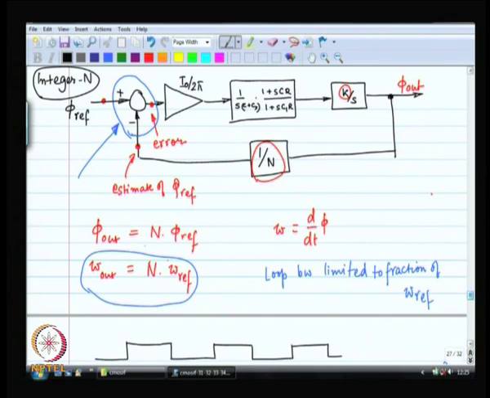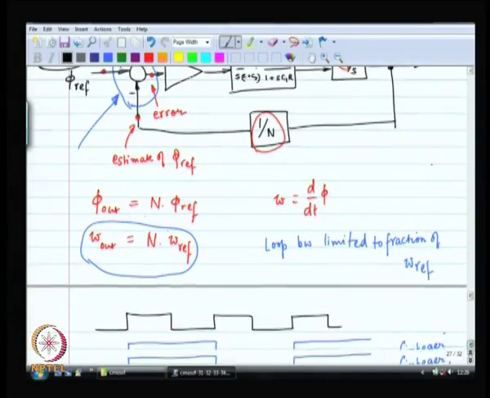Now, some important points as far as the integer n frequency synthesizer is concerned. Number 1, the loop bandwidth is limited to a fraction of the reference frequency. It has nothing to do with the frequency that you are finally generating. It has everything to do with the rate at which the phase detector is operating. So, the speed at which the phase detector is operating, that is what is important over here, not the rest of the circuitry. That is going to tell you what is the maximum bandwidth you can have for the loop. Great.